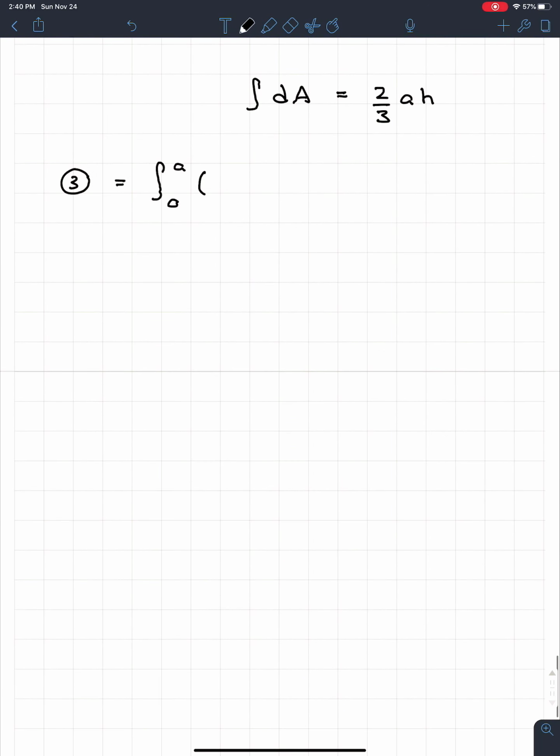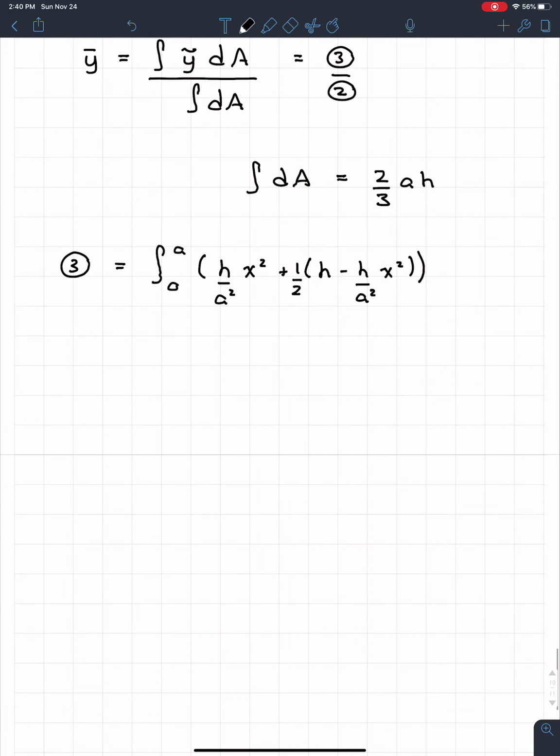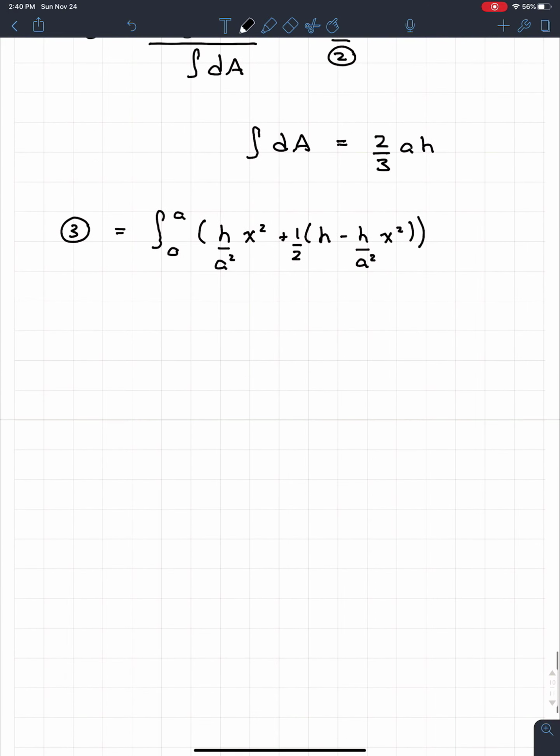So this is going to be h/a squared x squared plus, and then brackets, h minus h/a squared times x squared. And this right here, that right there just by itself, oh, and then we got the 1/2 too, can't forget about that. That right there is just our y squiggle, and this is why that one sucks so badly. And to make matters worse, that's just y squiggle. We need to find dA too.